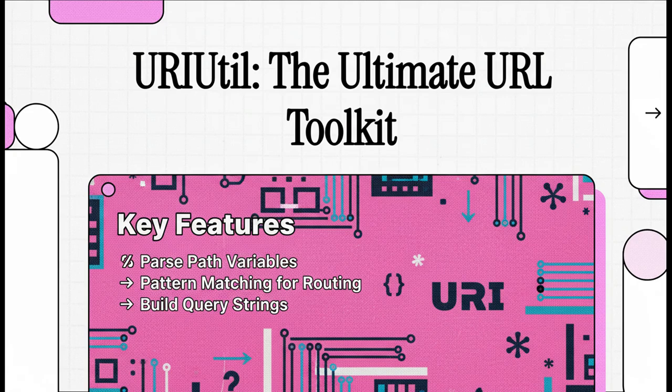If you're a Java developer, you know the drill. Parsing, matching, and building URLs can be, well, a real chore. It's tedious and super error-prone. Today, we're going to dive into URIUtil, a seriously cool toolkit from the wffweb framework that's designed to make all those headaches just disappear. Let's see how it makes our lives easier.